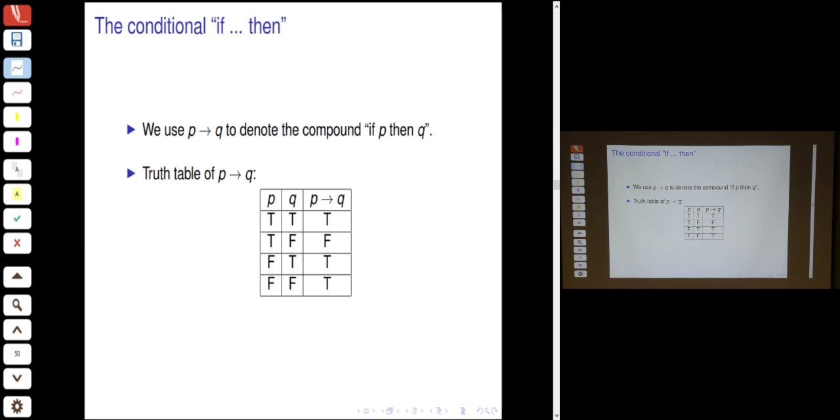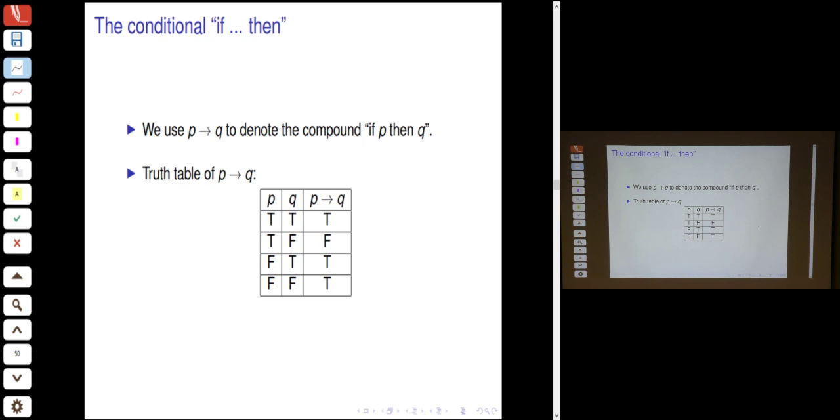So when both of them are true, then P arrow Q is true. If P then Q is true, right? If P is true, Q is false, then there's something wrong, right? Because you start from a true statement, and then it implies a false statement. This is not good, right? So this is false. Now the last two were controversial.